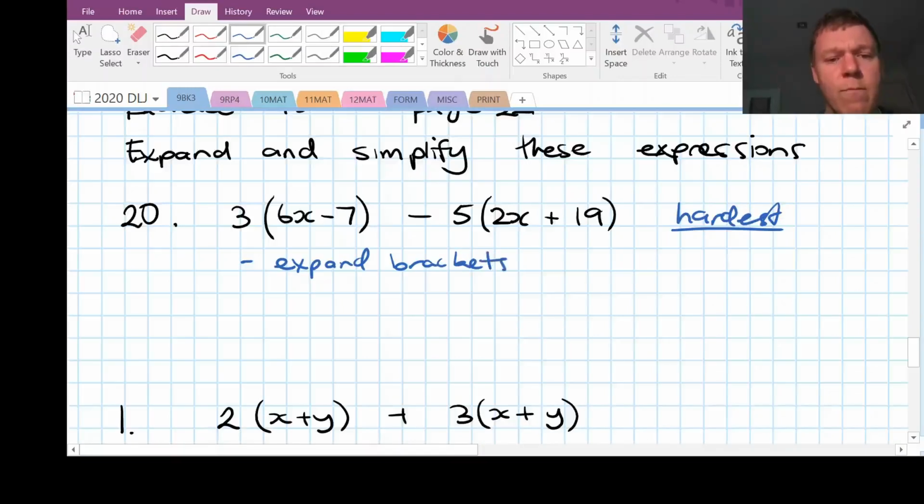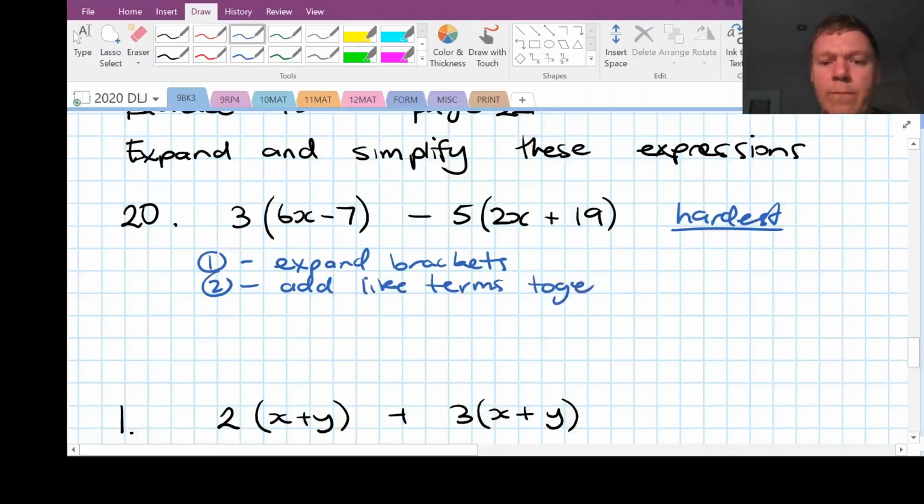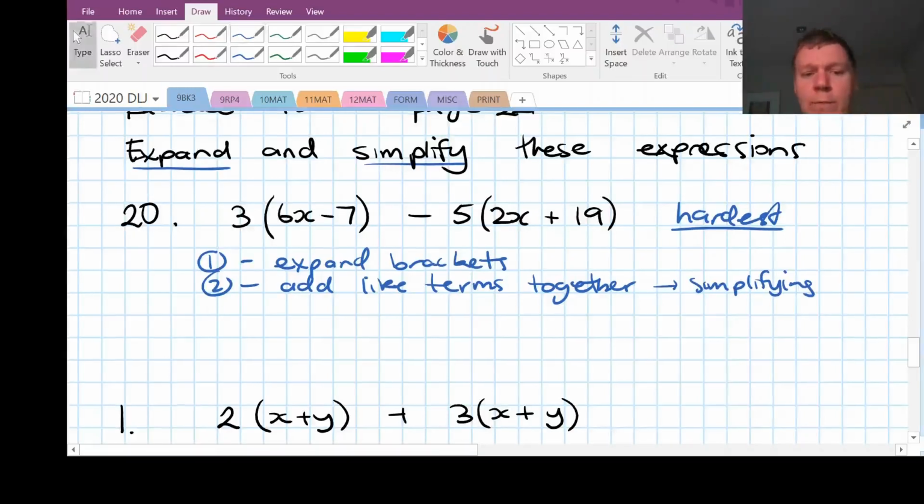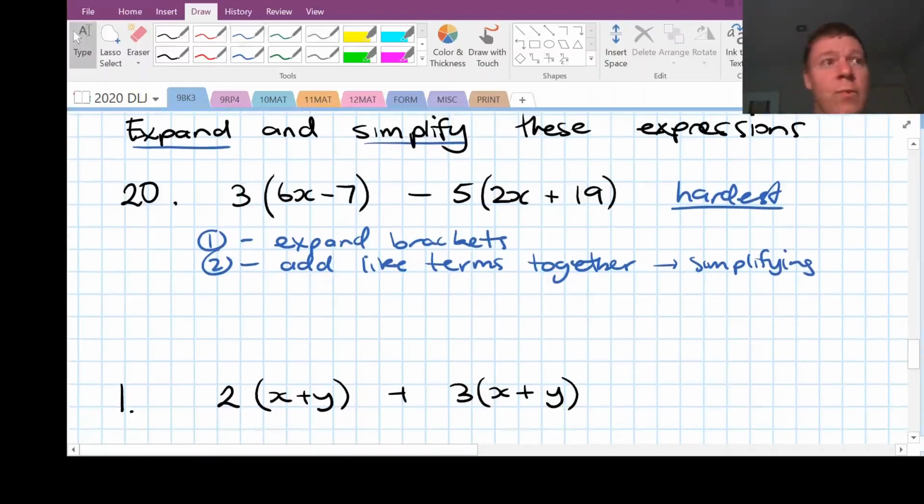brackets and add like terms together. That's all we need to know, because this is expand and simplify. So adding like terms together, this is your simplifying. And expanding brackets, well, that's the expand part. Okay, let's start off with something simple.